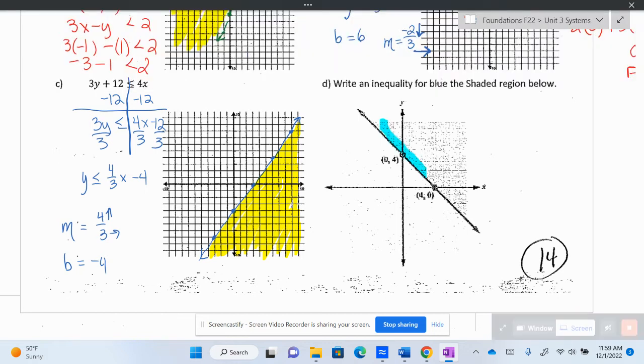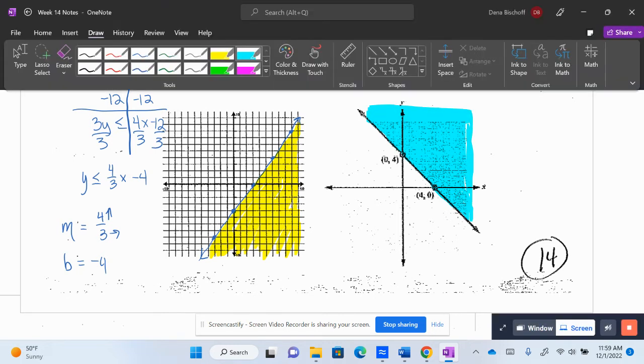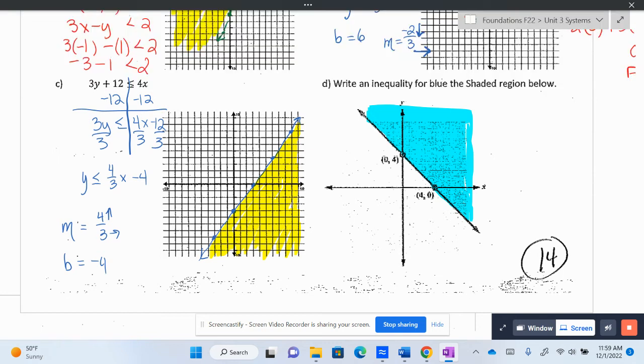Okay. So we're going to look at this graphed inequality. We're going to write the inequality for the blue shaded region. So this is really the region that's shaded. I know it's not blue on any of our paper because I didn't print these in color. But what kind of information would we need if we were going to write an inequality for this? What are some things that we needed to know?